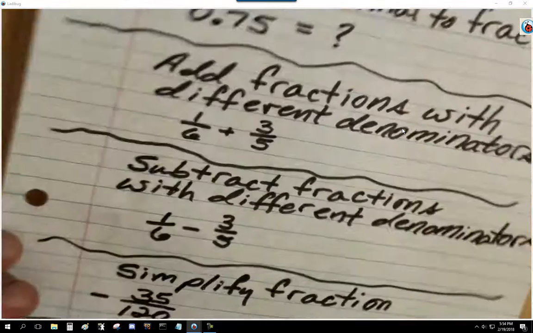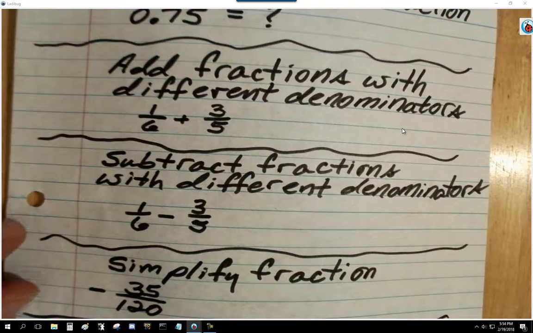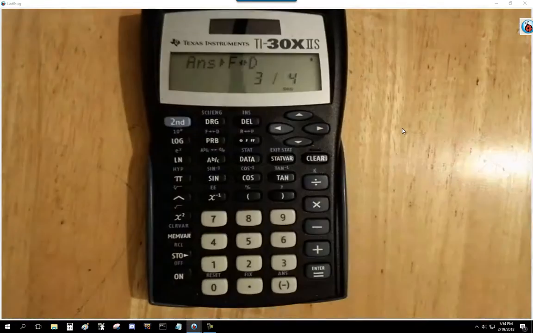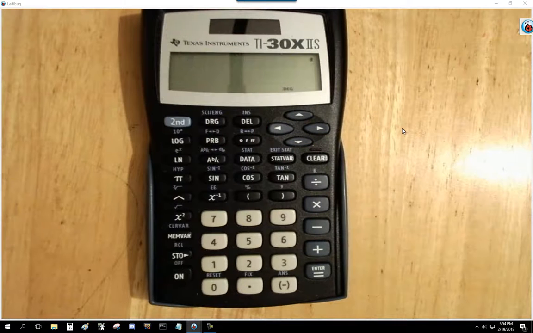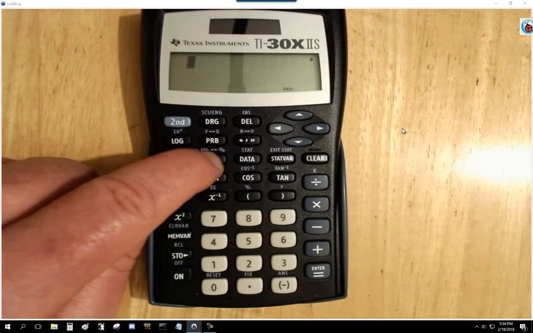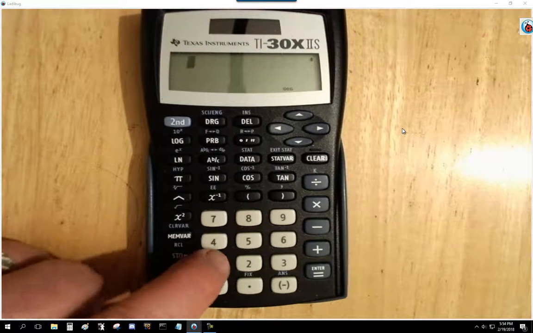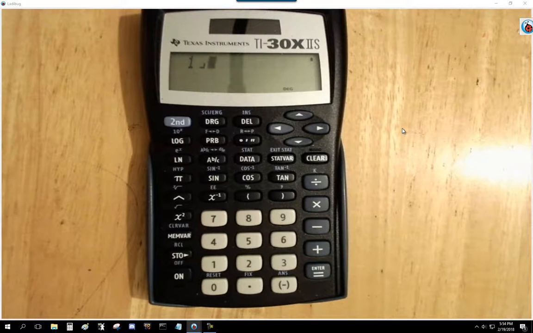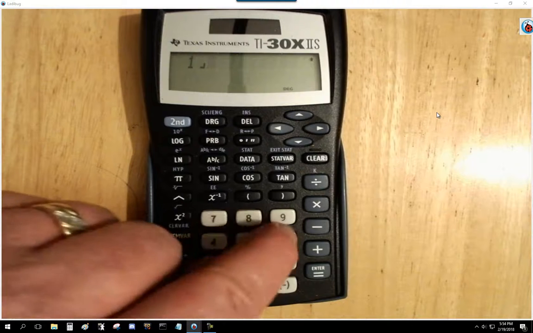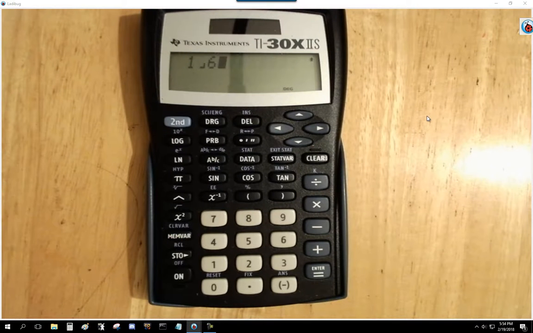Next, I want to show how to add fractions with different denominators. I'm going to add 1/6 and 3/5 together. So I'll clear the calculator. To enter a fraction, I'll be making use of the ABC button. To enter 1/6, I hit 1 ABC, and you'll see that little symbol right there. That is the calculator's way of showing a fraction bar. 6. There's 1/6.